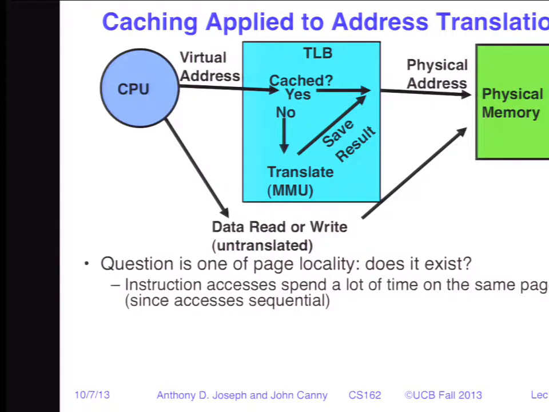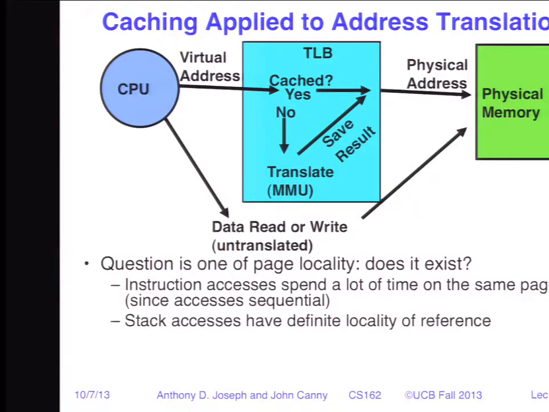Things like instruction access spend a lot of time on the same page, because you tend to have sequences of instructions and then a branch. Most branches also tend to be very short, maybe 50 instructions or so. So a lot of times, instructions are going to be spending a lot of time on the same page. For that reason alone, a TLB would be useful.